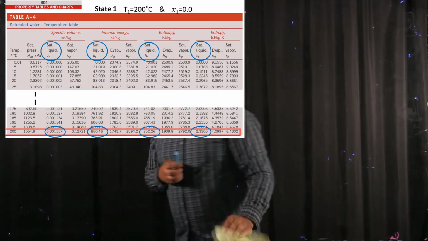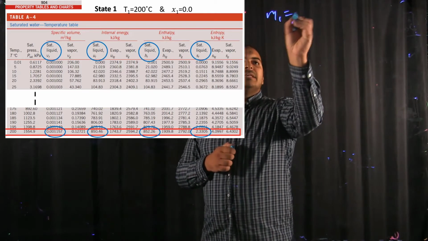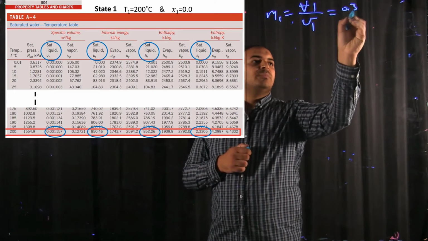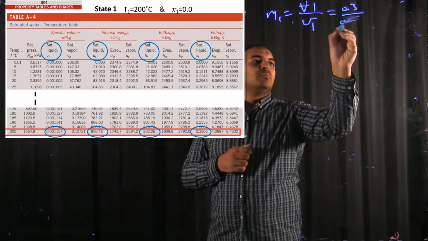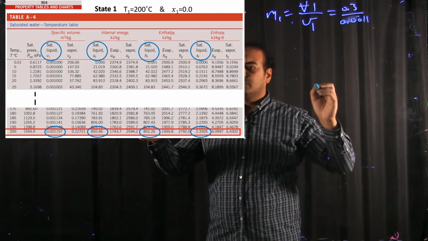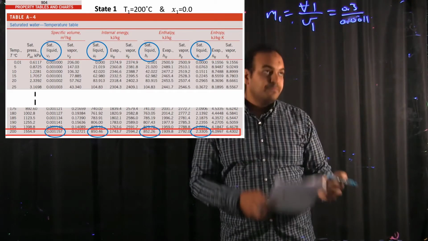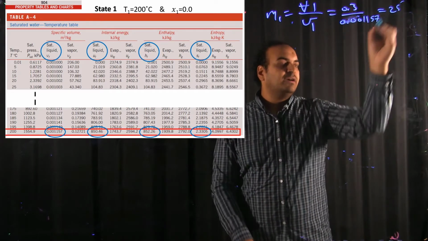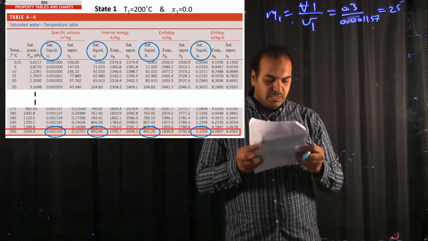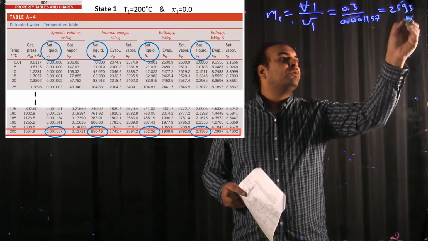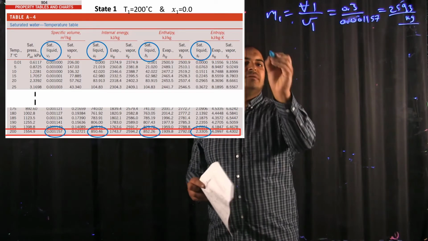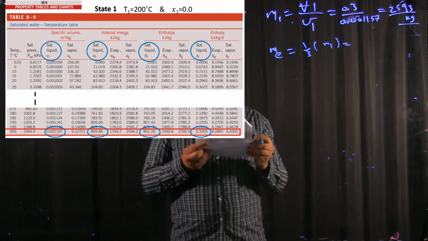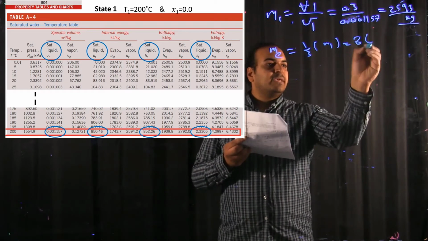From V1, we can get M1. M1 again is volume over V1. Volume 0.3 meter cube over V1, which is 0.001157, which is 259.3 kilogram. 1/3 escapes, which is 86 kilogram.